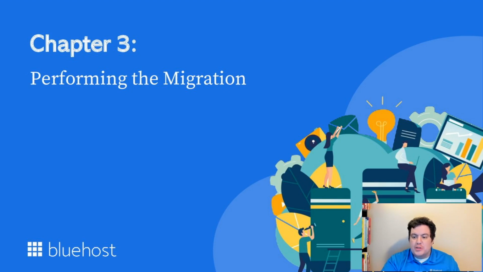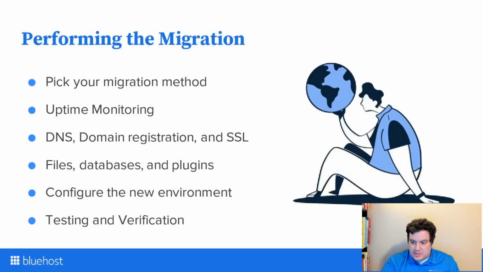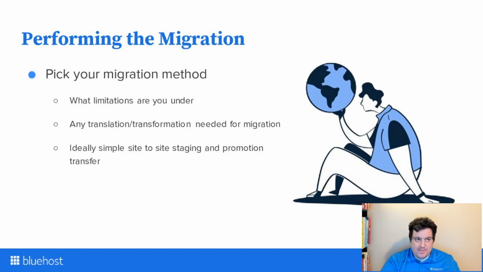Next, we've got actually performing the migration itself. So this is where you're actually doing it. Here are some things you should keep in mind. There's more than one way to do a migration, particularly when we're talking about WordPress migrations. The great thing and the annoying thing about WordPress is there's often more than one way to do just about everything. And so when you're picking your migration method, think about what sort of limitations you're going to be under.